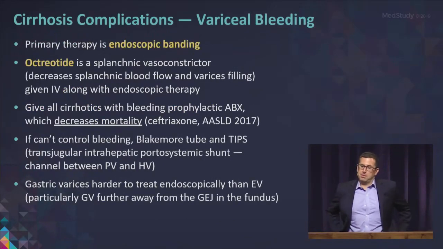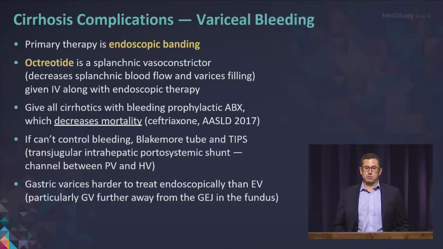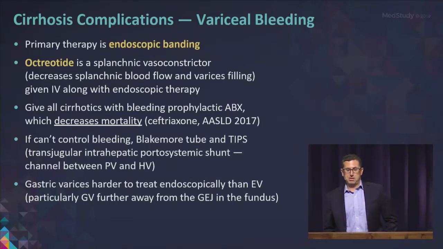For variceal bleeding, the primary therapy is banding that we do by endoscopy. You also want to give the patient octreotide, which is a splanchnic vasoconstrictor, and it decreases filling of varices. All patients with bleeding varices need to get prophylactic antibiotics. If you can't control the bleeding, you frequently will need to put a Blakemore tube in to compress the varices, or you may need to send the patient for a TIPS, which decompresses the portal system and will decrease filling of varices.